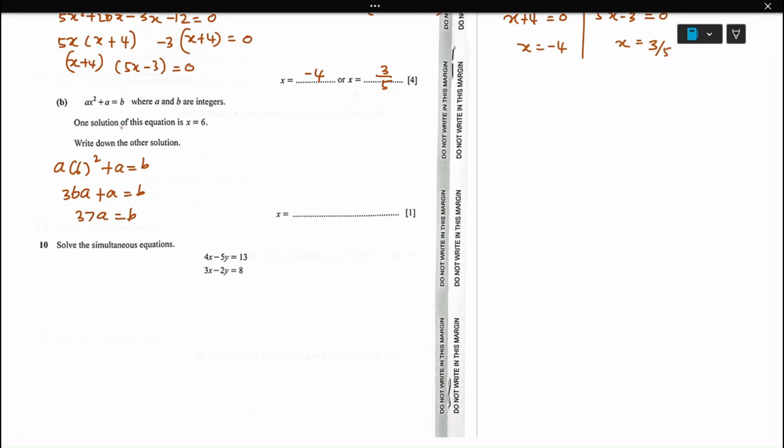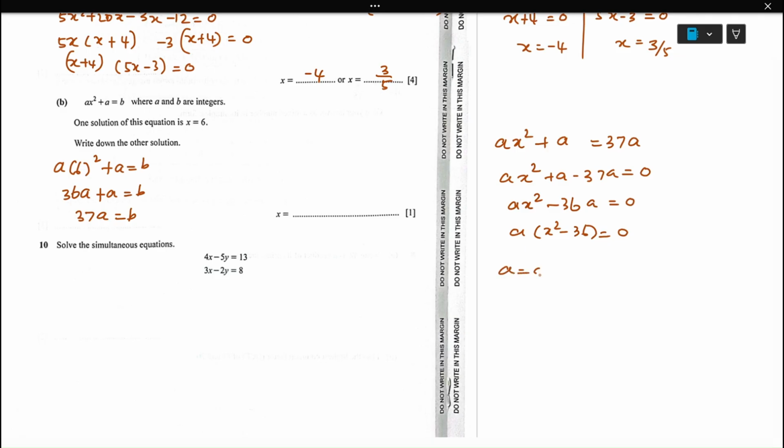Now we got the b value. Just plug it in the given equation. It will become ax² + a = 37a. So bring everything to one side. ax² + a − 37a = 0. So ax² − 36a = 0. So bringing a out, a(x² − 36) = 0.